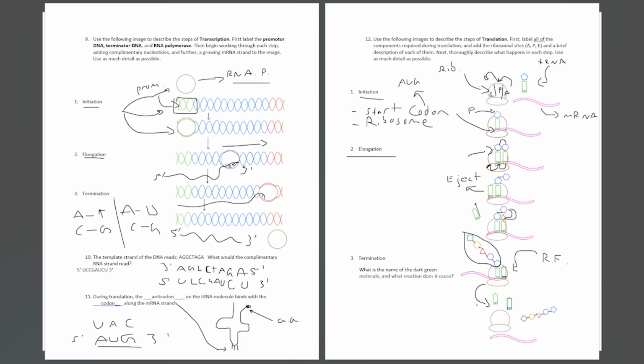So here's the thing: the stop. What codes? This right here is technically a stop codon. But here's the other thing: a stop codon does not code for an amino acid. It codes for the release factor, which tells everything to come apart and release, right?